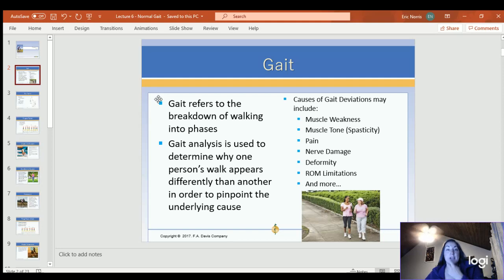So gait in itself refers to the breakdown of walking into phases. When we use gait analysis, it is used to determine why one person's walk appears differently from another in order to pinpoint an underlying cause. Some of those underlying causes would be muscle weakness, muscle tone or spasticity, pain, nerve damage, deformity, range of motion limitations. There's countless more, but those are just some of the basic causes that could cause a gait abnormality.